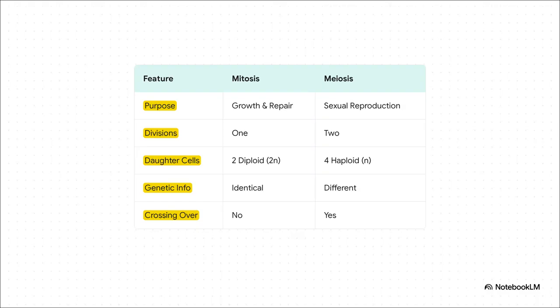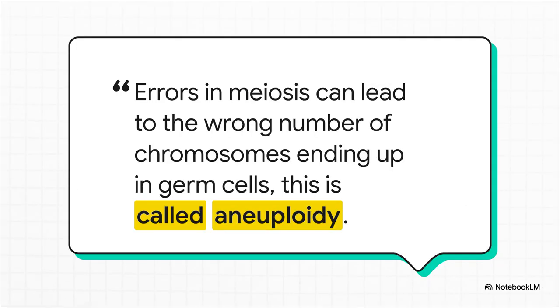So, the bottom line, mitosis makes identical diploid cells. Meiosis makes unique haploid gametes. But this is a delicate dance. So what happens when it goes wrong? The consequences can be pretty significant.